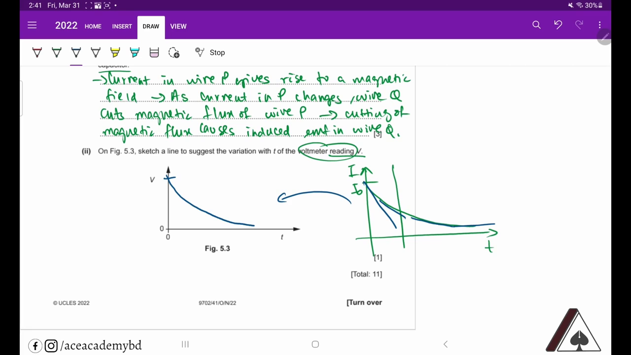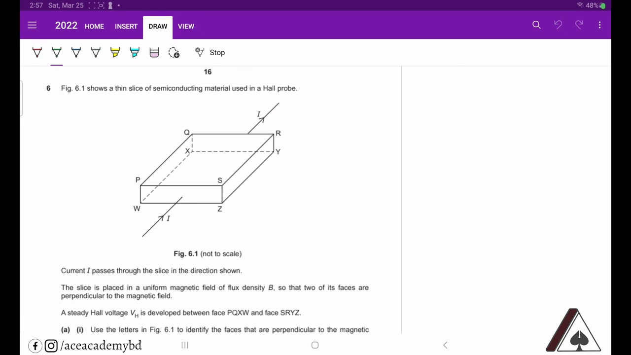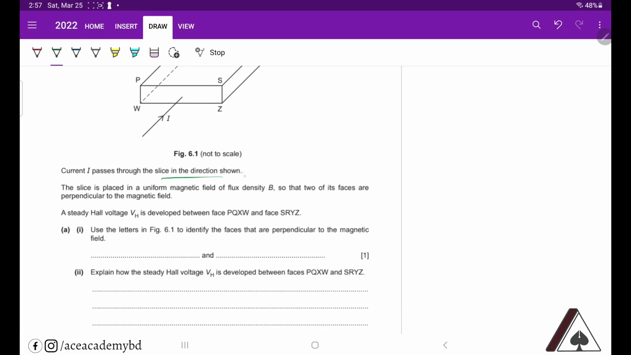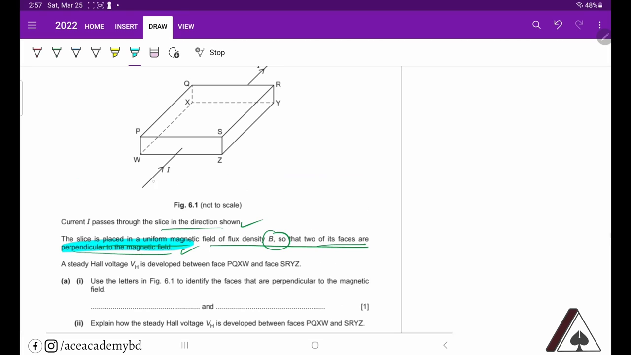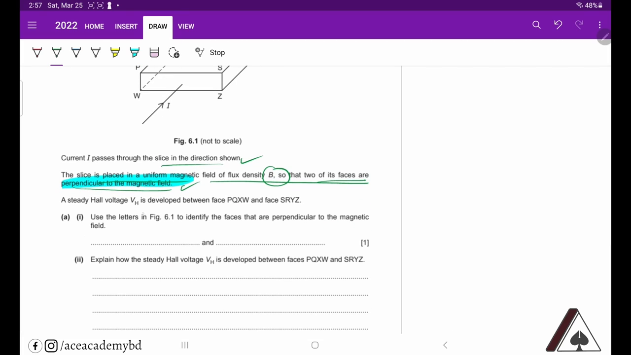Okay, so that's it for the question on magnetism and electromagnetism. So figure 6.1 shows a thin slice of semiconducting material used in a Hall probe. Current I passes through the slice in the direction shown. The slice is placed in a uniform magnetic field of flux density B, so that the two faces are perpendicular to the magnetic field. And a steady Hall voltage VH is developed between the faces PQXY and SRYZ.